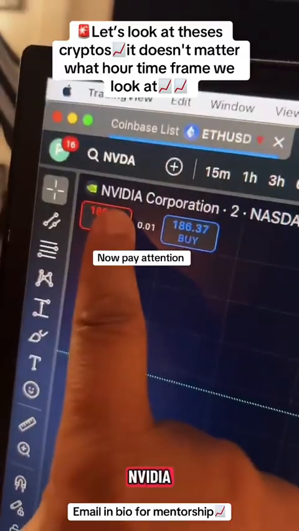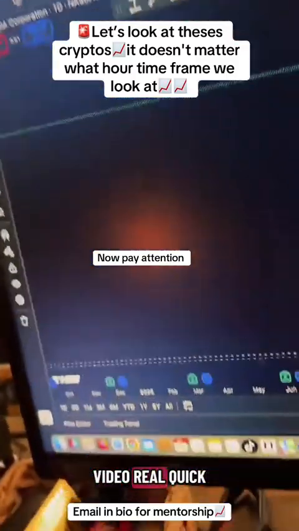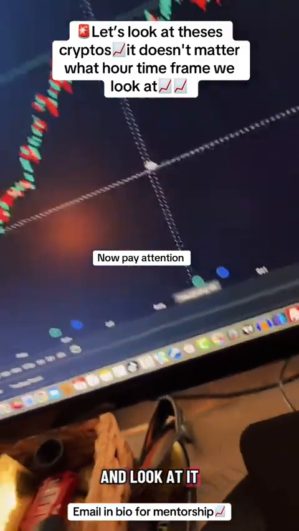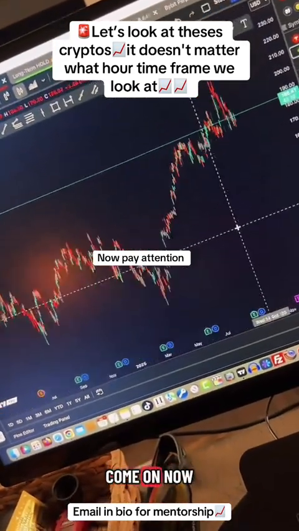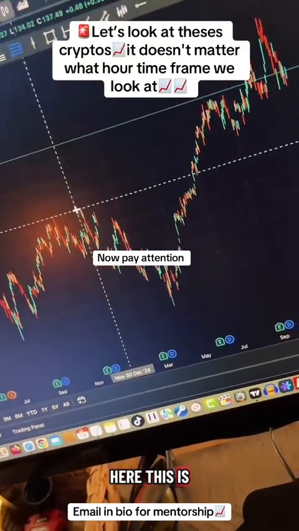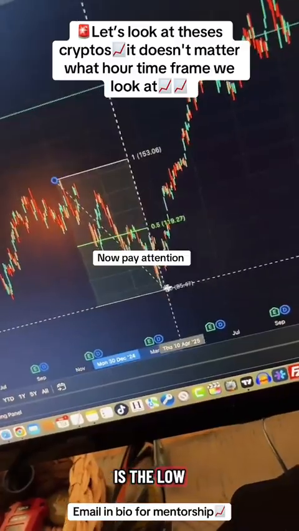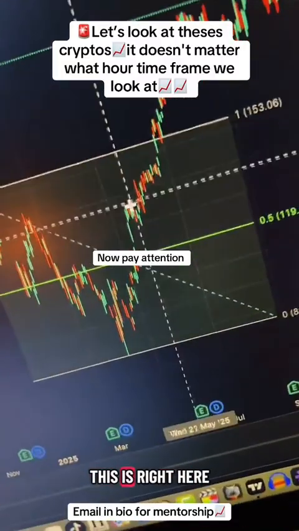This is not NVIDIA. Let's look at a day chart for NVIDIA real quick. Let's go here and look at it. Look at this move right here for NVIDIA. Come on now. Where was the high? The high was here. This is the high, yeah? This right here is the low. Tell me what this is right here.